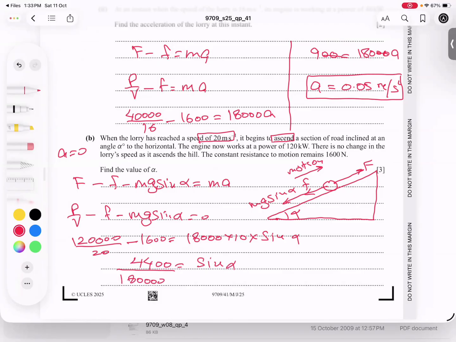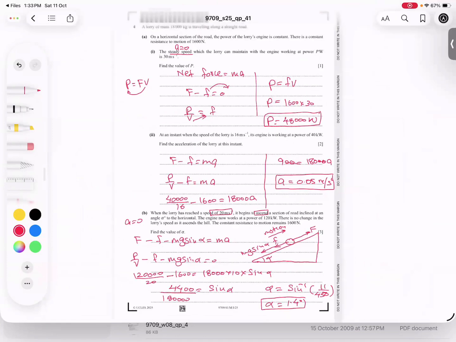So I'm going to take the sine inverse of 11 over 450. So sine inverse, my answer turns out to be 1.4 degrees. I hope the concept is very clear, and the question is completely over.